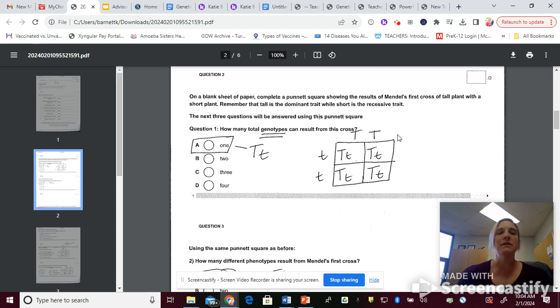Hopefully you went through some logic here. If you made it big T, little t, you would have known that the result would not be a possibility of a short plant, and that is not what he got. So this is a correct Punnett square, and this is the outcome.